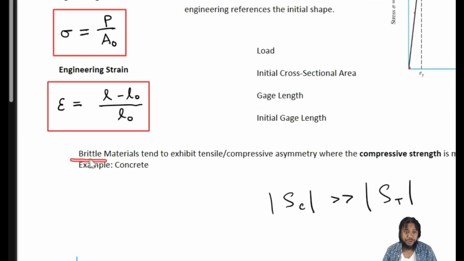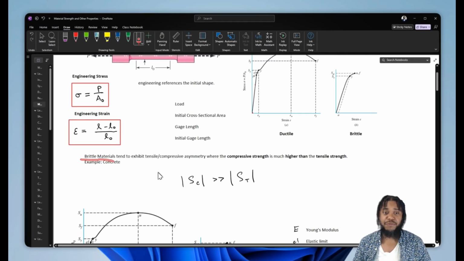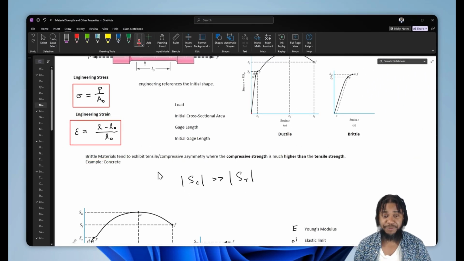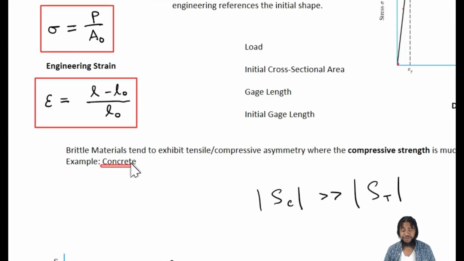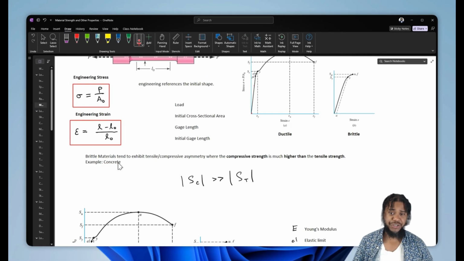Now, what we'll find with brittle materials is that they tend to have what's called tensile-compressive asymmetry. What that means is they are way stronger in compression, when we're trying to squeeze them together, than when we're trying to pull them apart. A classic example of that is concrete. Concrete is a material that under compression can sustain massive loads. But if we try to put concrete in tension, it will fracture in a brittle manner. Very brittle, very little displacement, right?